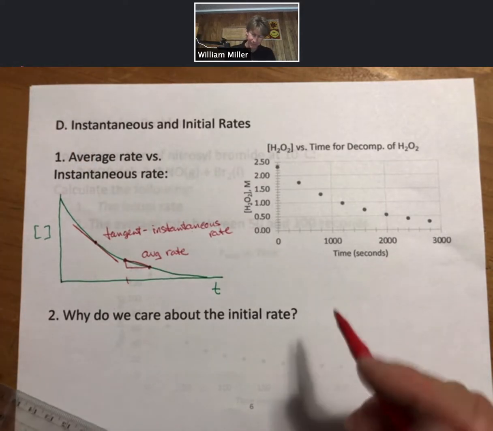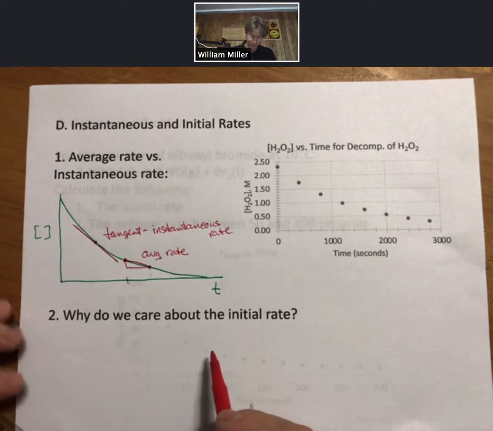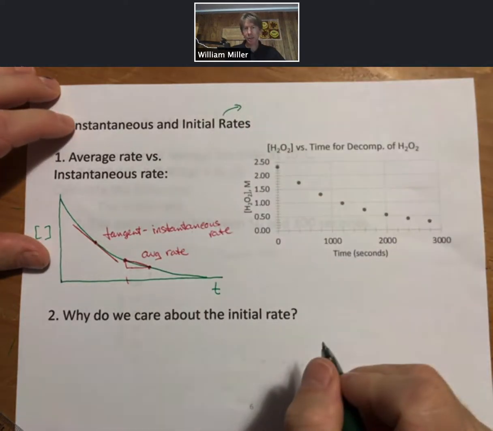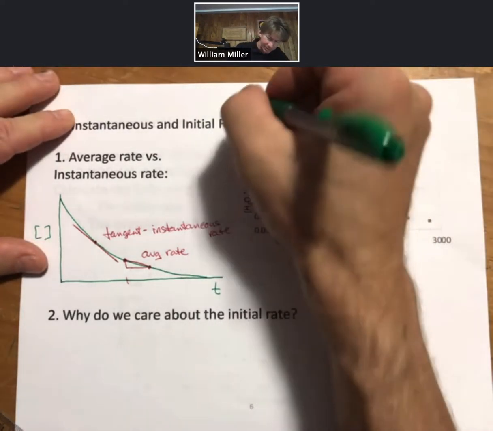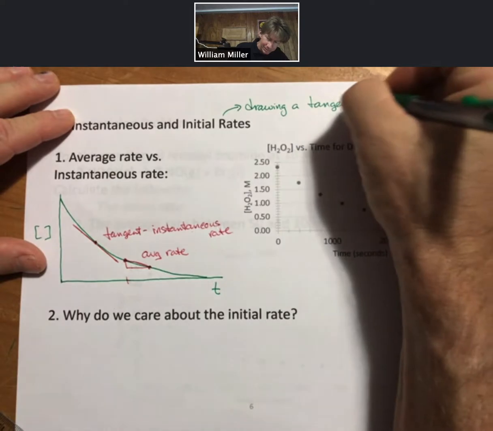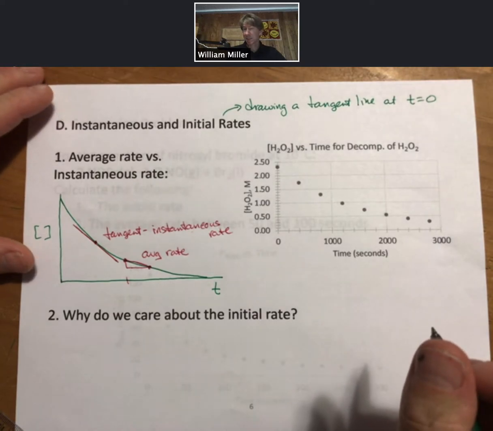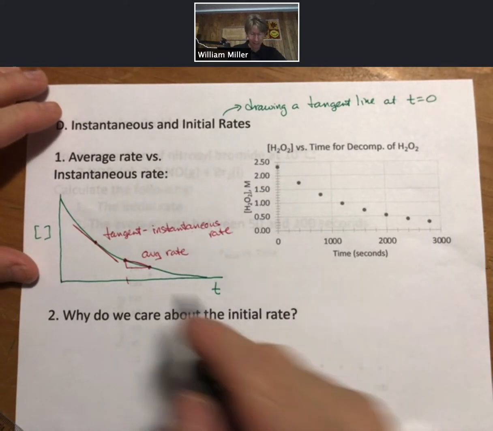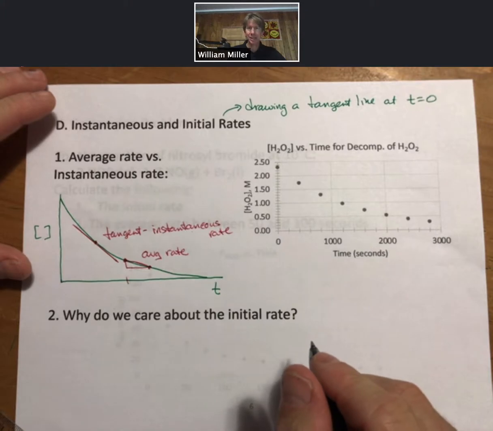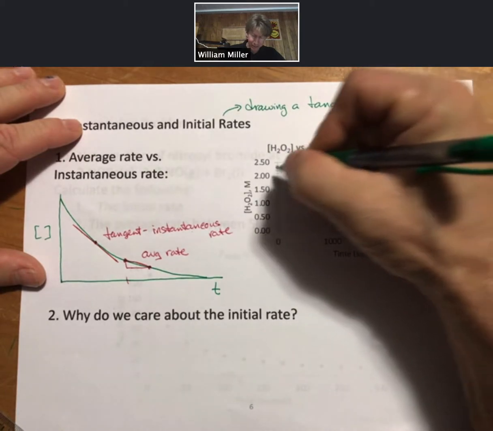And what we can do is then ask the question, so why do we care about initial rates? Well, first off, an initial rate is going to be drawing a tangent line at t equals 0. Which is technically impossible since it's the end of the line and tangents are always just touching the line as it occurs. Practically speaking, whenever we do an initial rate, it's always between the first 2 points here.